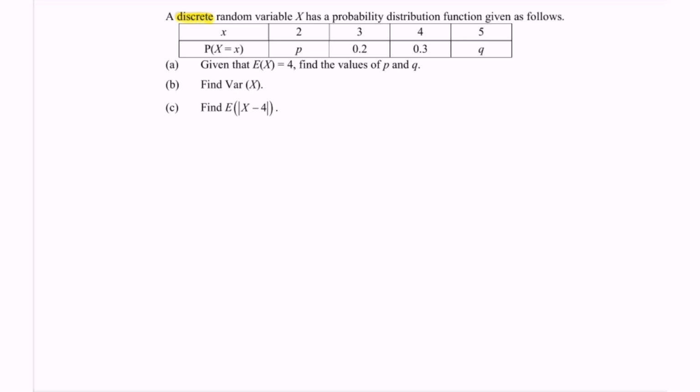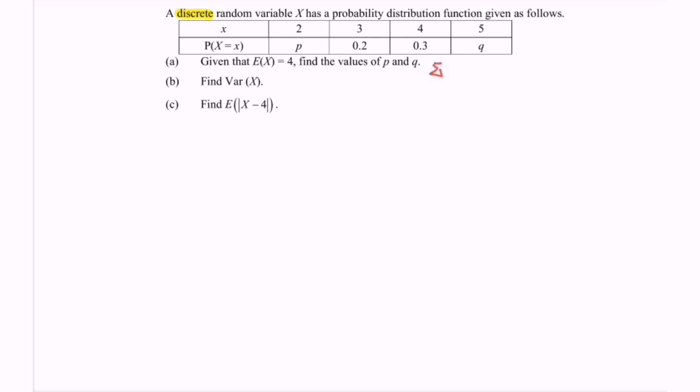For A, given that we have the mean or the expected value, E(X), which is equal to 4. As we can see here, the summation of X multiplied with the probability is equal to 4. That is the formula for expected value, or we can say the mean. First, in order to find p and q, we must know the concept of a discrete random variable. It means that the summation of the probability will be equal to 1. So kindly make use of the concept.